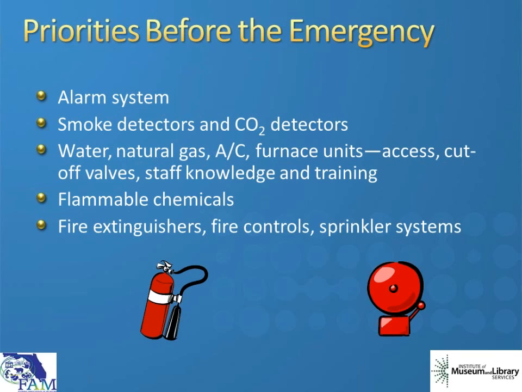Emergency: do you have flammable chemicals stored on the site? Where, how, and who has access to them? Fire extinguishers, fire control, sprinkler system: part of your priorities and planning, are these in place? Do they work? Do the staff know where the extinguishers are? Do you know how to use them? Do you know how to shut off the sprinkler system, for example?